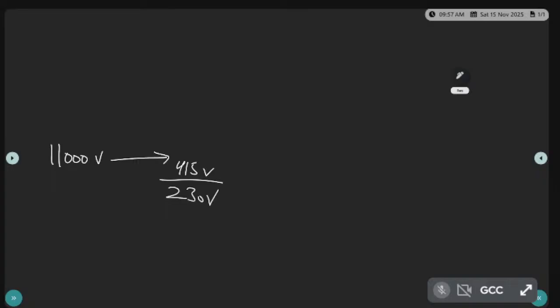It is a three phase. It is a single phase. So this transformer will convert 11,000 voltage into 415 voltage. Means stepping down. Step down transformer.